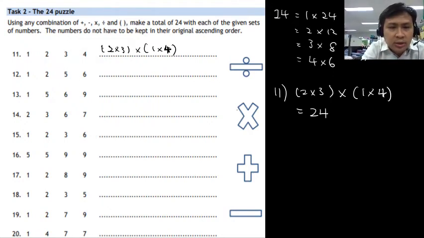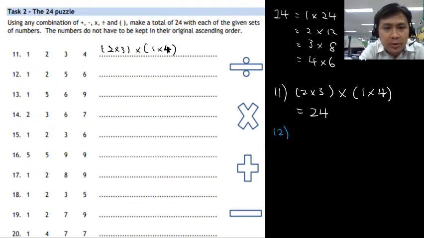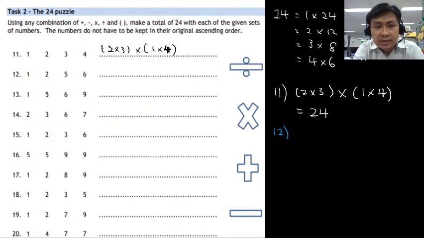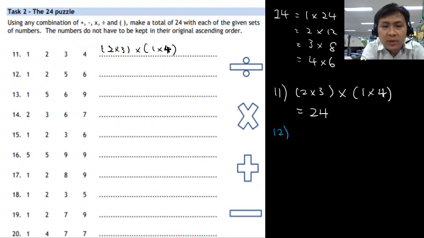Suppose we look at question number 12. For question number 12, we have 1, 2, 5, and 6. Again, we want to make some combination. What can we think of? With 1, 2, 5, and 6, you can make 12 times 2. 12 times 2 can be in this combination: 1 plus 5 plus 6 will give you 12, and then 2 will be a number by itself. So 12 times 2, you get 24.